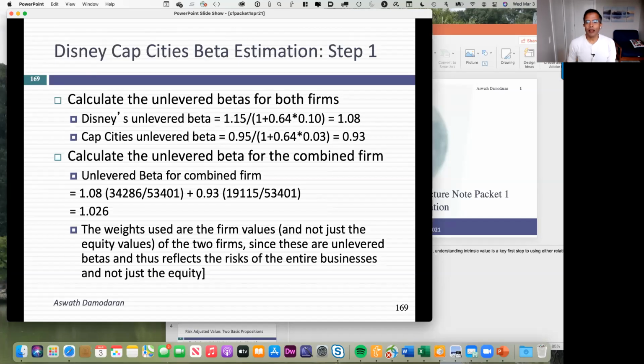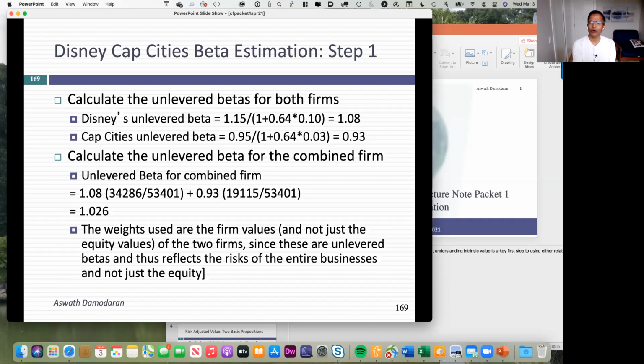So here's what I did. I computed the unlevered beta for each company. So I did what I did with the Disney regression with each of the companies. So Disney's regression beta or equity beta is 1.15. Its debt to equity ratio is 10%. And at the time that I did this, its tax rate was 36%.